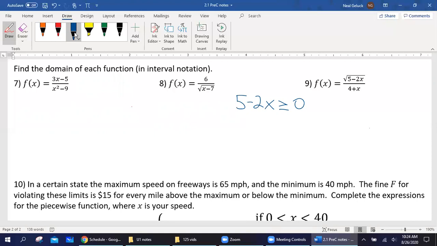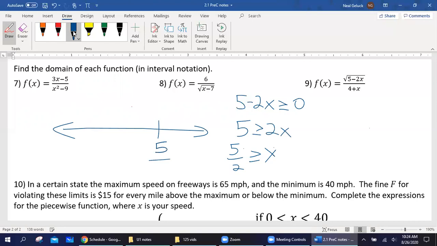If you solve through this, there's a couple ways you can do it. It'd be easiest, I think, if I just add the 2x over, then divide by 2. So you've got to read this backwards. X is less than or equal to 5/2. So that would mean, if I think about this as on a number line, 5/2 and everything smaller than it.